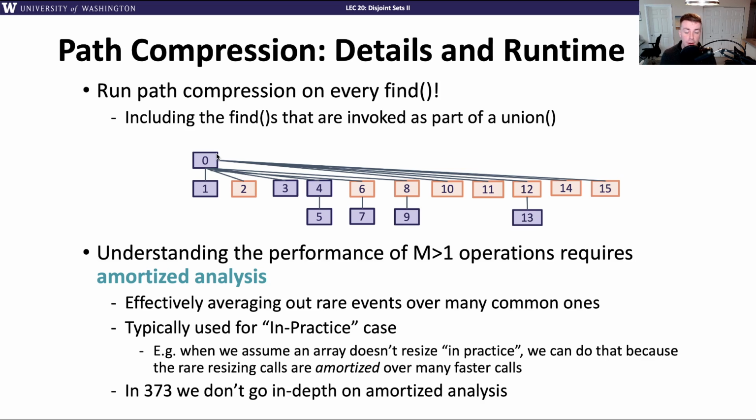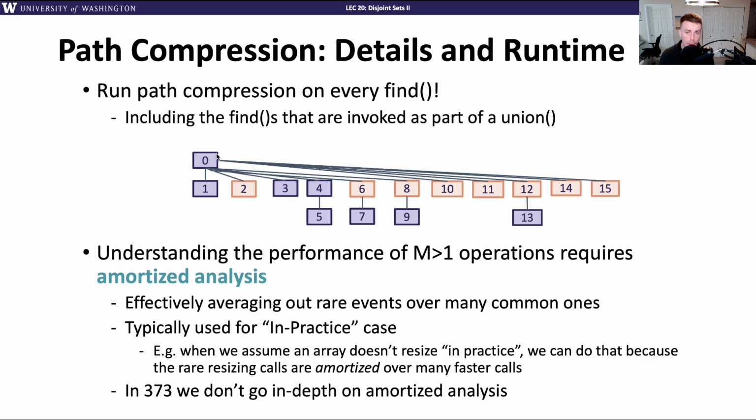So we're going to run this path compression any time you call find, even if it's a find inside a union. Remember, when in union, you have to find the roots. We'll compress then. Now, we're going to have to introduce a new term for the average runtime over many different runs. We call this amortized analysis, where you're trying to talk about the runtime over a sequence of calls rather than just a single call.